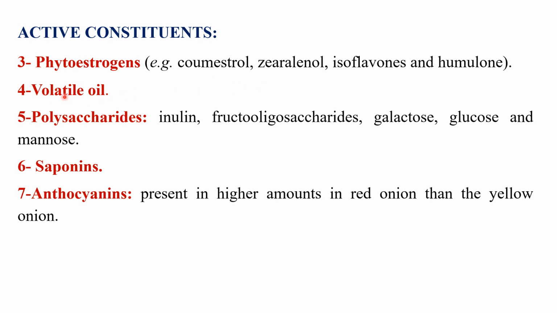Onions also have other constituents such as volatile oil and polysaccharides, which are also important for onions' pharmacological activities, as we will discuss later, such as inulin, fructooligosaccharides, galactose, glucose, and mannose. It has simple sugars, and these simple sugars are the reason why, when we fry onion, it caramelizes, giving the brown color and also the sweet taste of caramelized onions. It contains also saponins and anthocyanins, which are especially present in the red onion rather than the yellow onion.